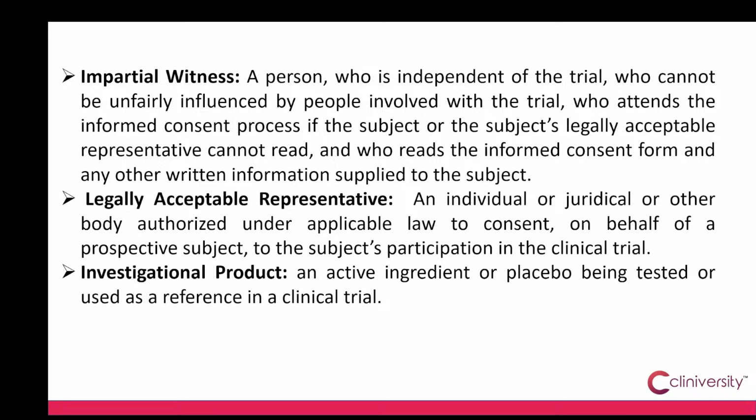So an individual or judicial or other body authorized under applicable law to consent on behalf of a subject. So on behalf of a subject, if an individual can give a consent, that person should be related to the subject. They are called legally acceptable representatives. And scenario 3, wherein if the parents are also illiterate, just as an example, if you and your parent both cannot make a decision, if you both are illiterate, then we have a third person called an impartial witness.